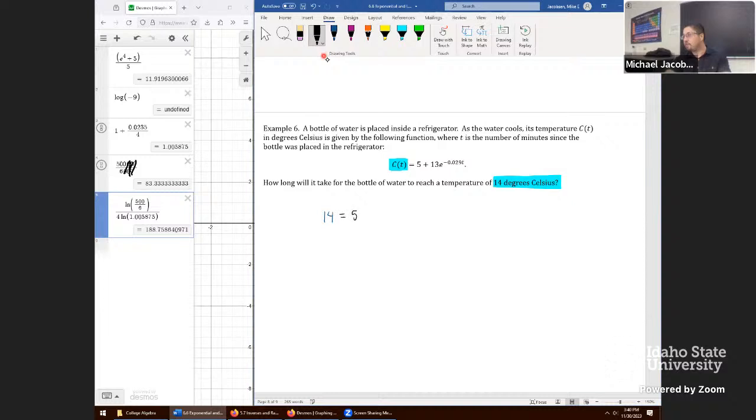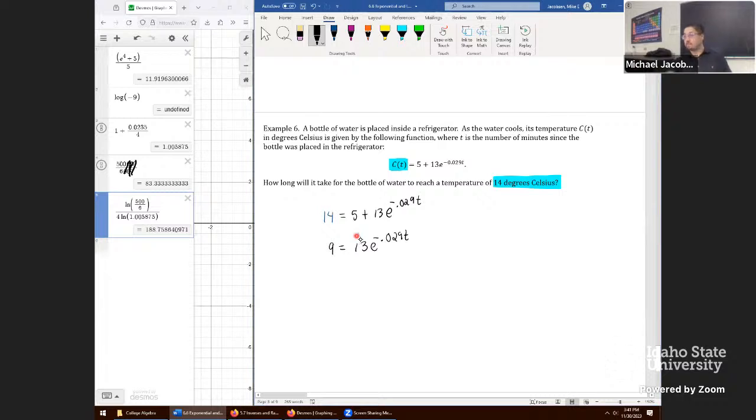Set it equal to the function 5 plus 13 e to the negative 0.029 T. So now that's our equation to solve here. And again, it's really not too bad. There is one exponential function in this whole equation. Our goal is to isolate it, and then we'll take the natural log of both sides. So start by subtracting 5. 9 is now equal to 13 e to the negative 0.029 T.